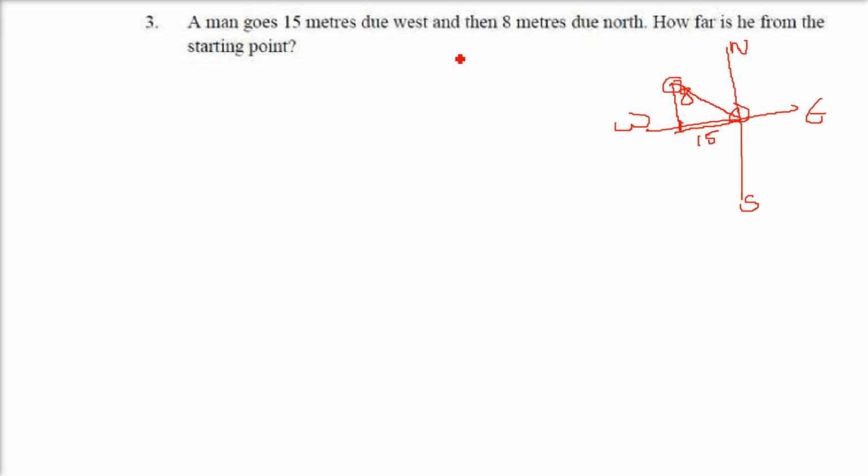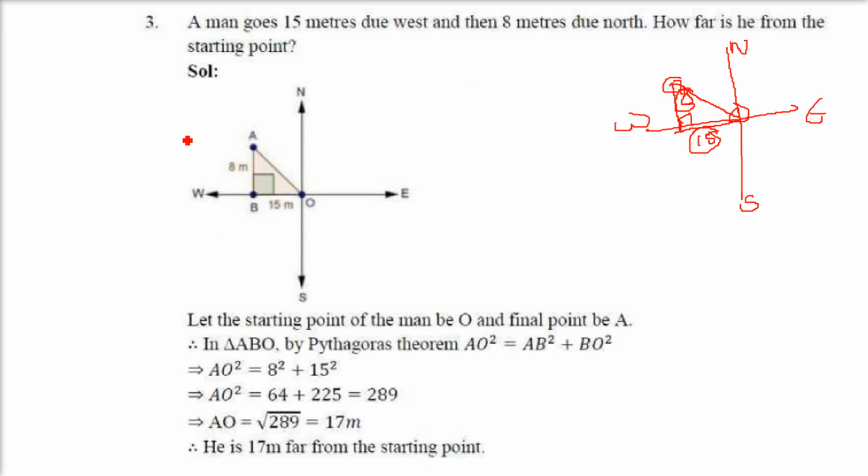So how to find this? 15 square plus 8 square, because this is 90 degrees. So we can find it out using 15 square plus 8 square using Pythagoras theorem. So this is 15, this is 8, 15 square plus 8 square is 64 plus 225, 289. Let us take the square root of this because we are using Pythagoras theorem.